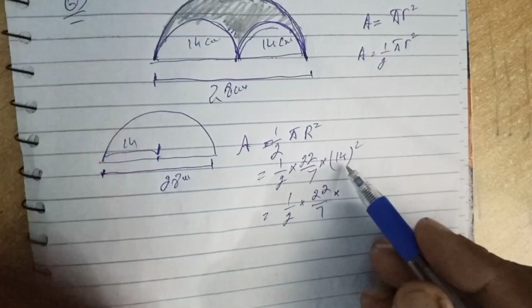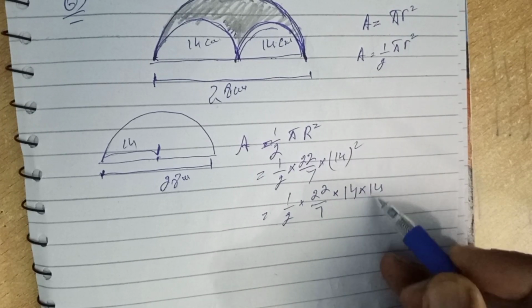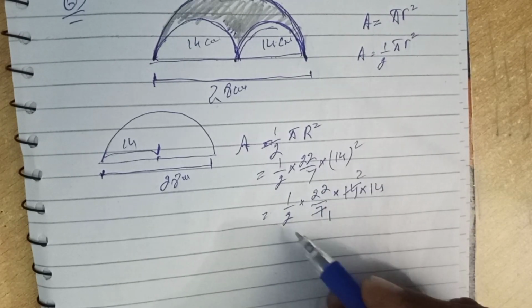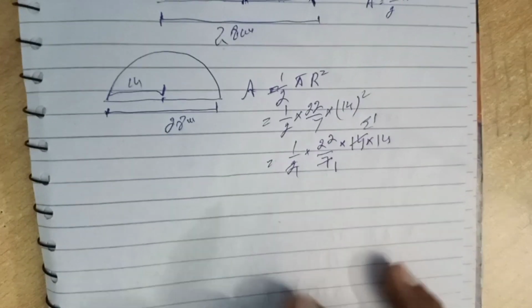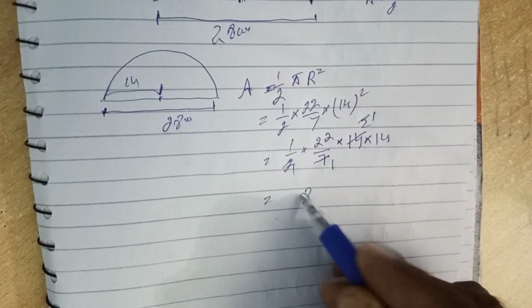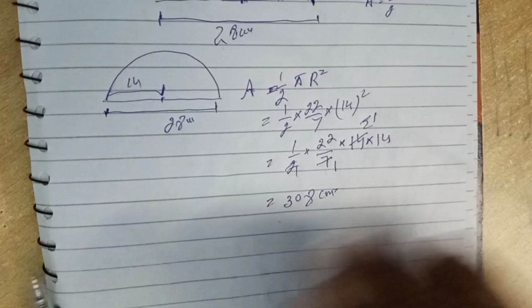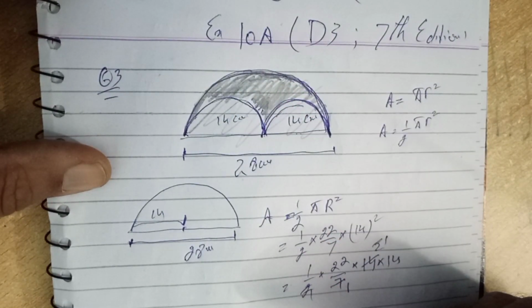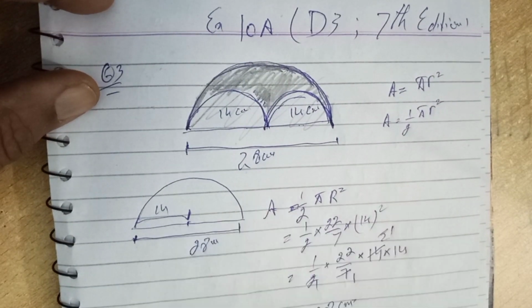Now what is the square of 14? You can write 14 as it is in square form, 14 into 14. Now do cancellation. 7 ones are 7, 7 twos are 14, so 2 ones are 2. Now 22 is multiplied by 14. So what would be the answer? 14 twos are 28, 14 twos are 28. 308 is the area of this big semicircle. This is the area of the big semicircle which I have shown over here.